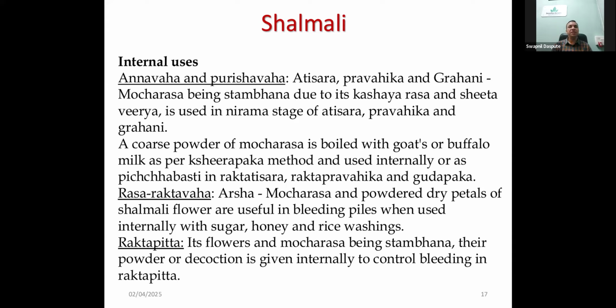Of Pichabasti, Picha is basically Pichila, sticky Pichila dravyas are used in that Basti. Hence it is called Pichabasti.